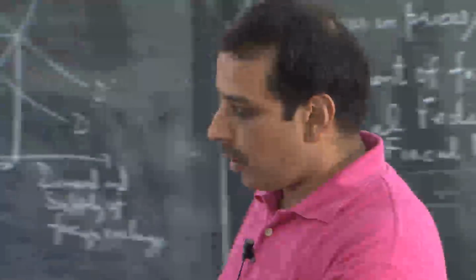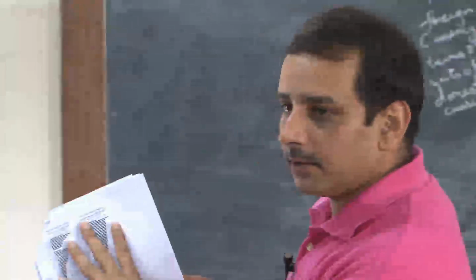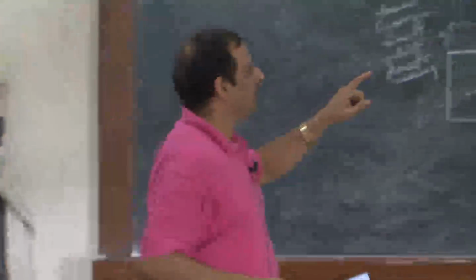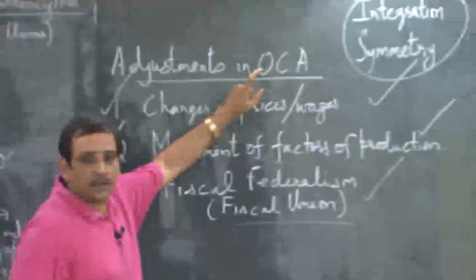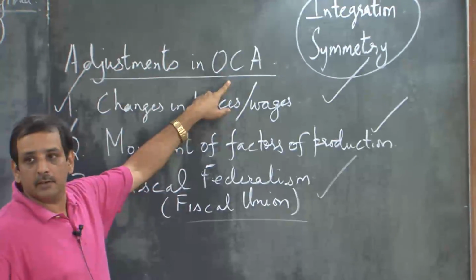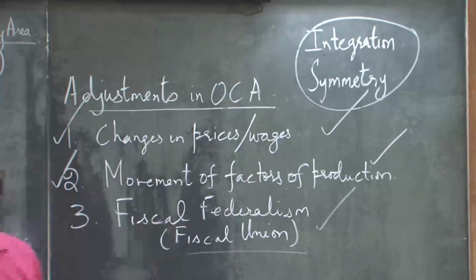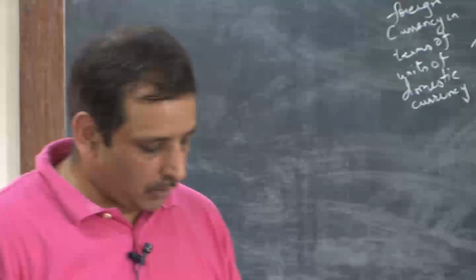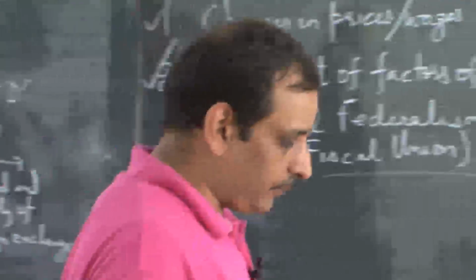So what comes out of this table is the fact that the US is a better contender for an OCA rather than Europe. The next point is: how is OCA different from a fixed exchange rate regime?